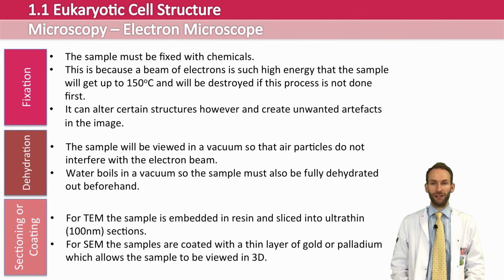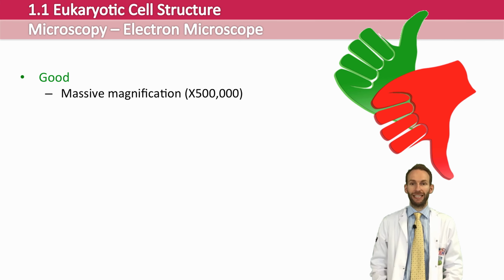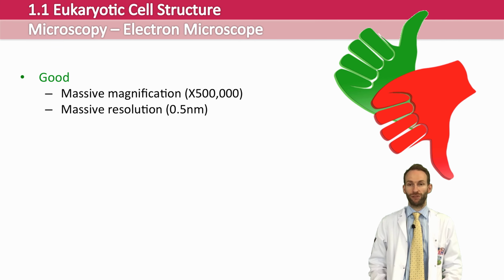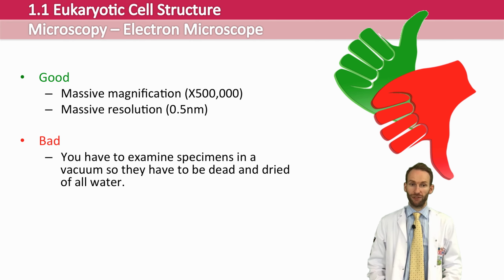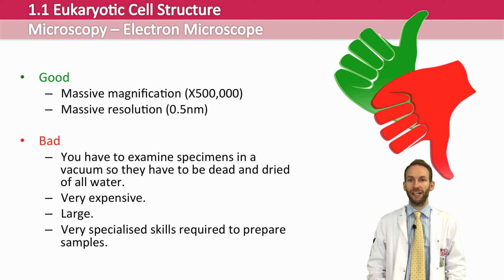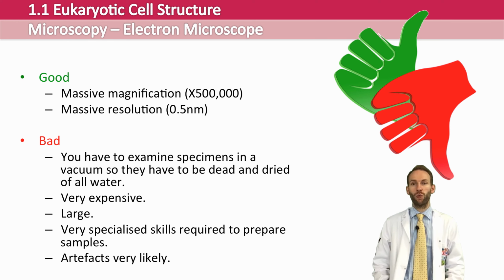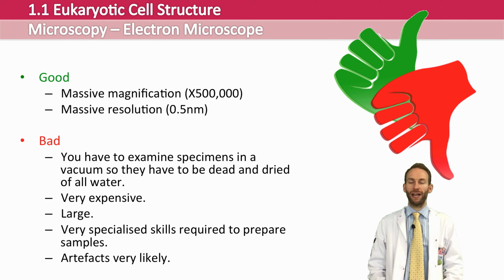Now, the good things about the electron microscope is that they have a huge magnification and a really, really good resolution. The bad things about the electron microscope are that it is complicated to use. The samples need to be dead, the samples need to be dried out, it needs to be done in a vacuum, it's very, very expensive. They are a large piece of apparatus, you need a lot of skill to prepare the samples, and you're very likely to get artifacts at the end, so it's quite hard to interpret the images. When you compare that to the light microscope, which is so quick and easy to generate an image, you can see why both types of microscopes are still used.